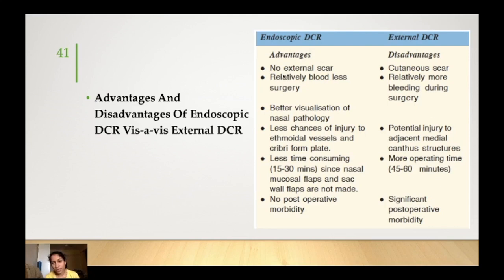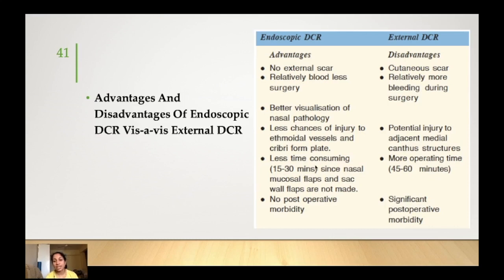Advantages of endoscopic DCR are that no external scar is present, but a cutaneous scar can be seen in external DCR. Endoscopic DCR is relatively bloodless surgery, with relatively more bleeding during external surgery. There is better visualization of nasal pathology, which is not there in external DCR. There are fewer chances of injury to ethmoidal vessels and cribriform plate. In the external approach there is potential injury to the adjacent medial canthus structures.